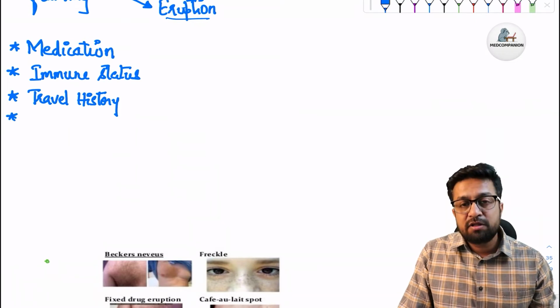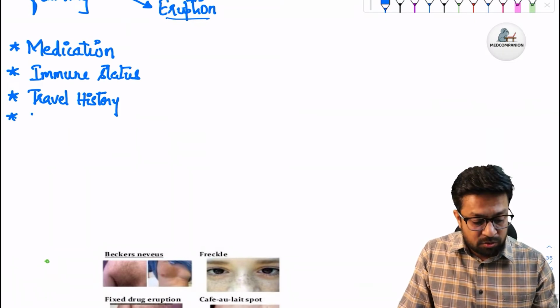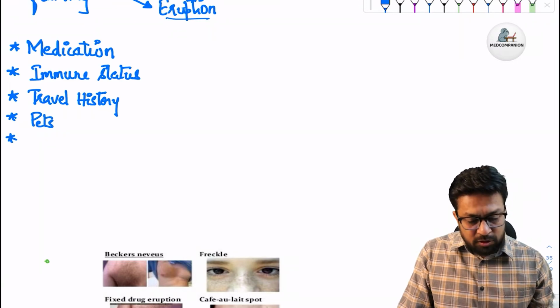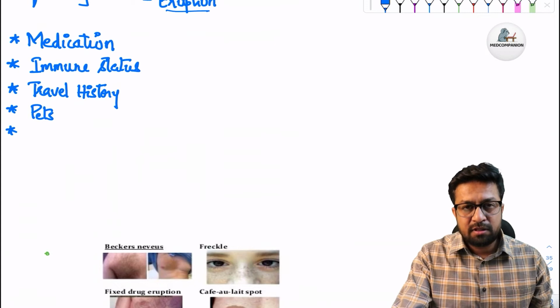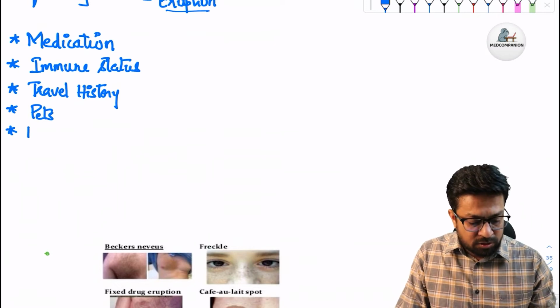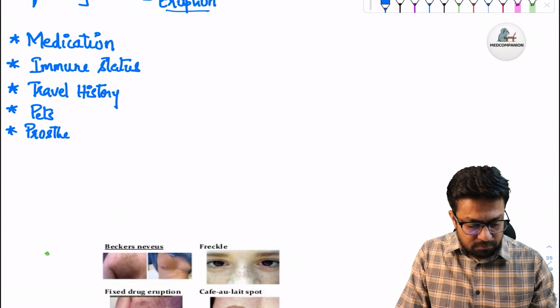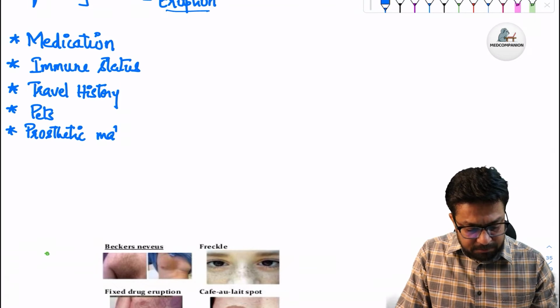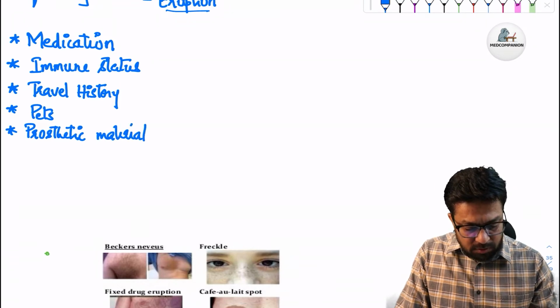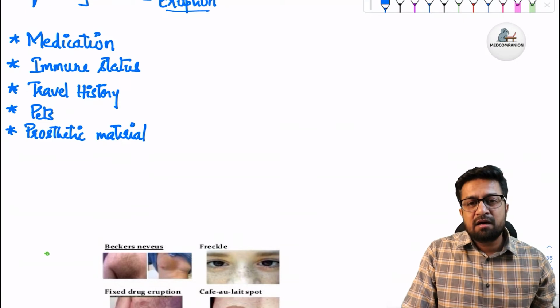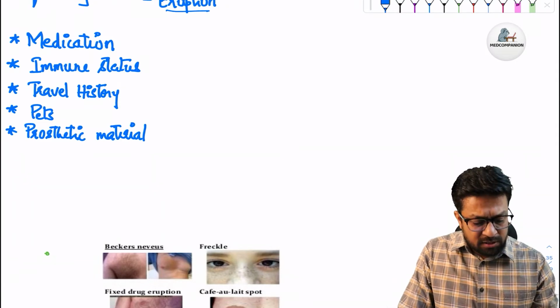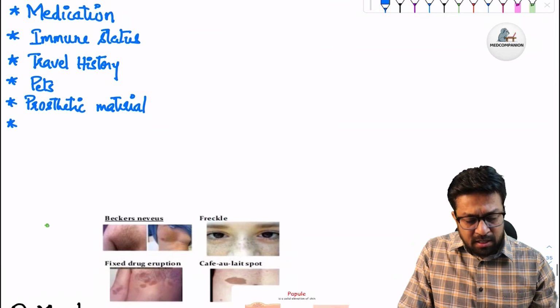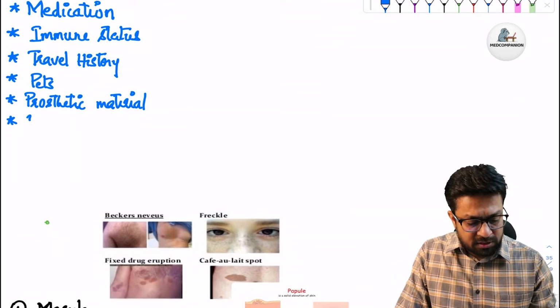Look for if in the question they are specifically mentioning some pets. Look for if they are very specifically mentioning some prosthetic surgery or prosthetic material. So in case of SLE, then in case of subacute bacterial endocarditis, and finally you also look for the sexual exposure.